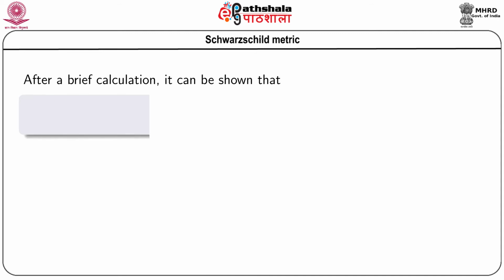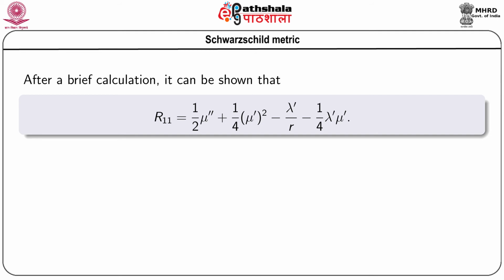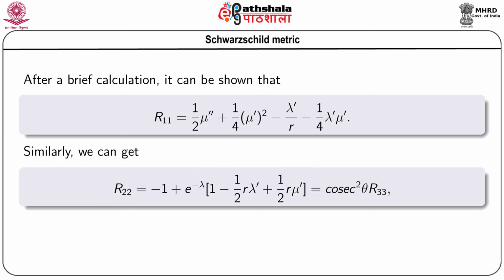we have R11 equals to 1/2 μ'', that means the second order derivative of μ with respect to r, plus 1/4 μ'² minus λ'/r minus 1/4 λ'μ'. Similarly, we can get R22, which is equal to the value of R33 multiplied by cosec²θ. So, this is the relation between R22 and R33 and the expression is coming to this one.